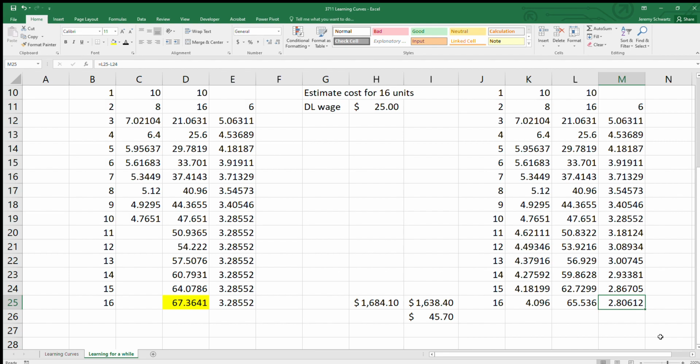But in any case, I wanted to give you an example where there's learning for a while, but then it stops. And again, it's not like, okay, the learning stopped and the cost skyrocketed. The difference between the two is just under $46 in terms of wages.